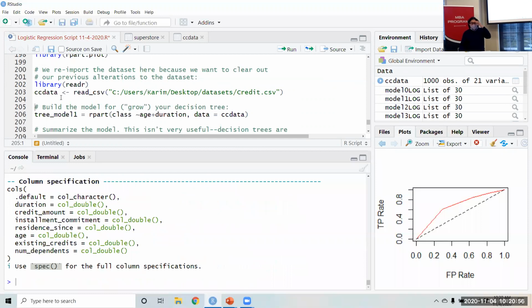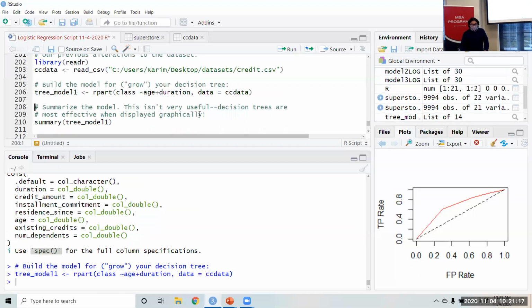And then just like any other model that we've done with our linear or logistic regressions, we're going to call those by some object. In this case, I'm using an equals sign, but we can assign them using rpart as the function. And then class is our dependent variable. Age and duration is what we're looking for. And so if we run that, right, then we've created that model, tree model 1.